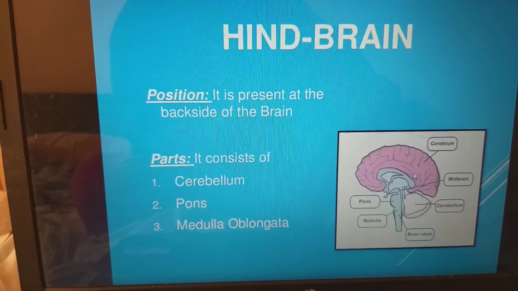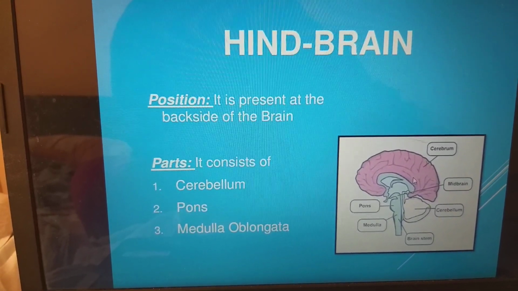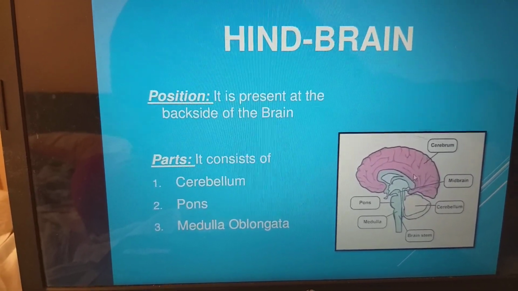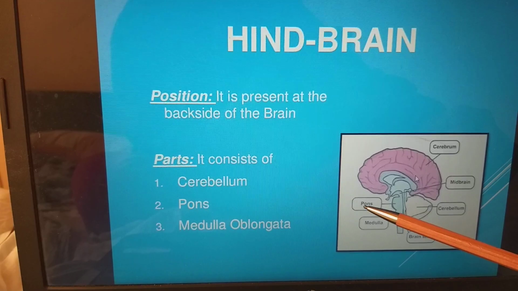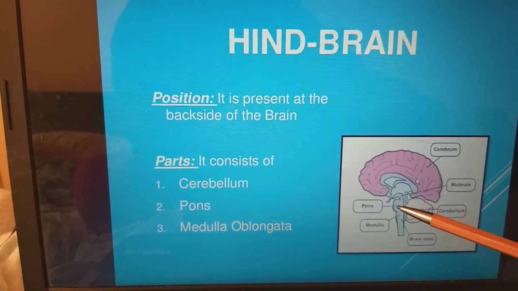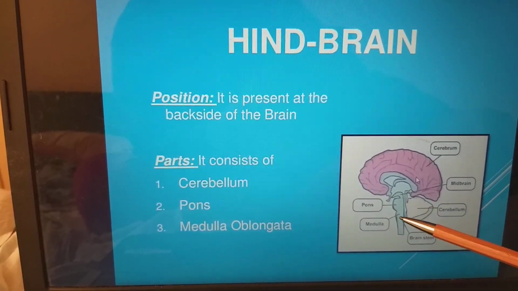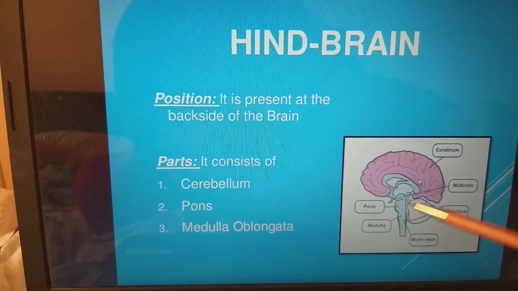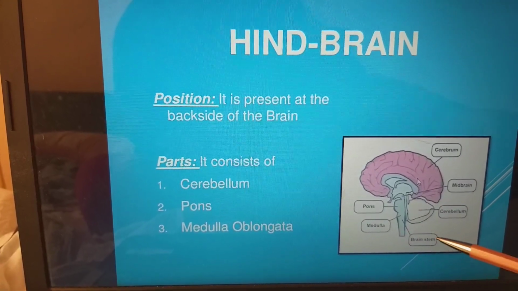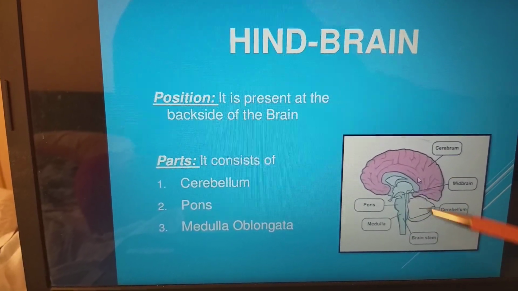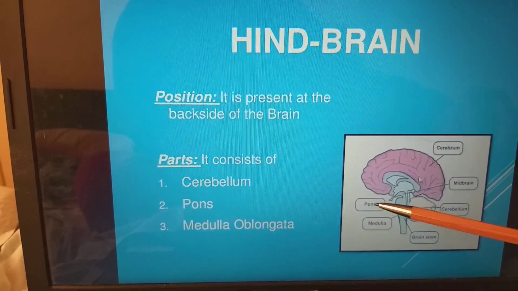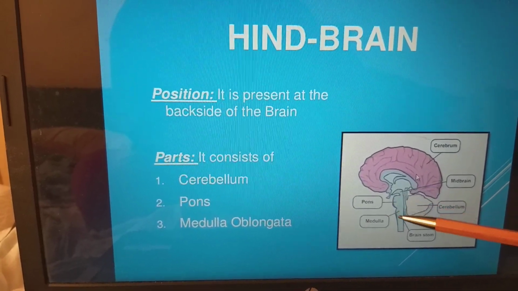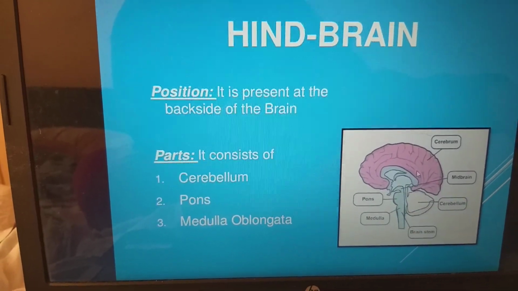Hindbrain, which is present behind. Position: it is present on the backside of the brain. It is again divided into cerebellum, pons, medulla oblongata. So here we have the cerebellum, and this is the pons. The meaning of pons in Greek is bridge. And we have the medulla, the center part, so it is named medulla. We also call it medulla oblongata. Hindbrain is different from brainstem. Under the hindbrain, we have the cerebellum, pons, medulla oblongata. But under the brainstem, we have the midbrain, pons, medulla oblongata, which is a straight line structure.